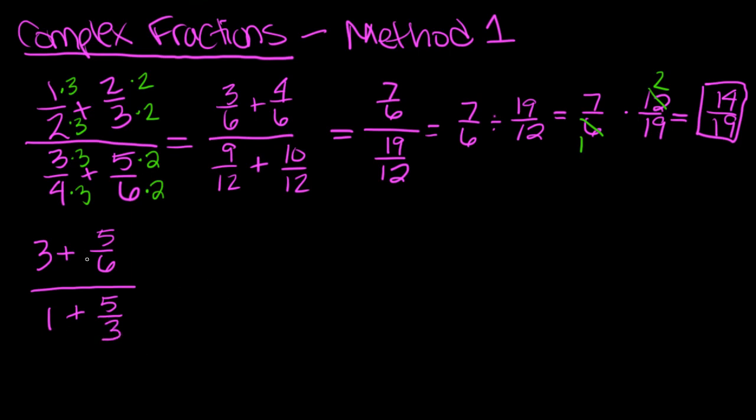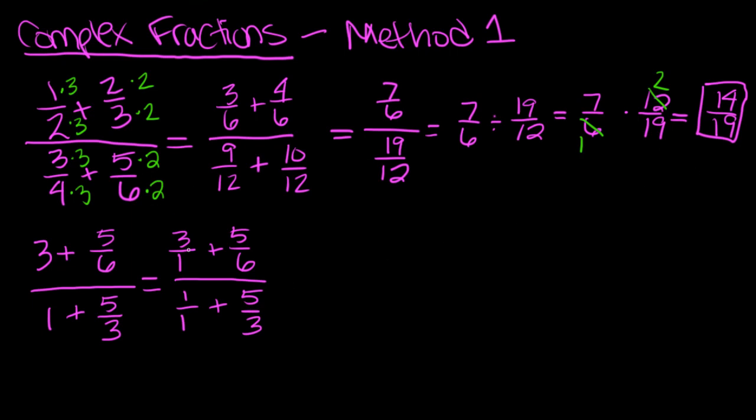So I have to take the exact same approach here, except that when I'm adding these numbers, what's the first thing I do when it's a whole number plus a fraction? Well, I have to turn the whole number into a fraction. So I'm going to rewrite 3 as 3 over 1, and I'm going to rewrite 1 as 1 over 1. So that's going to be my first step. 3 over 1 plus 5/6 over 1 over 1 plus 5/3.